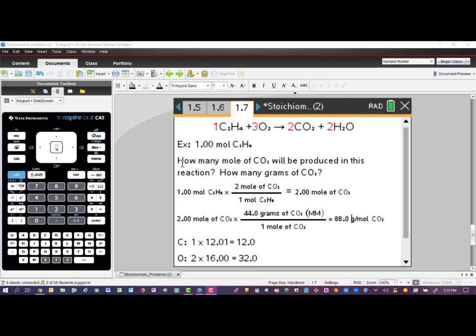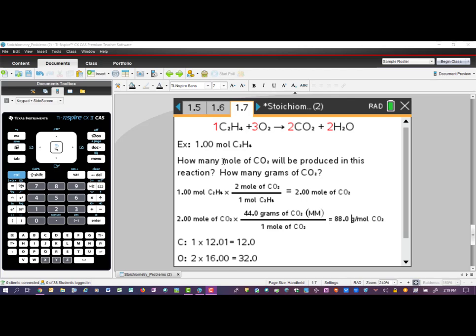All right, so the first step is how many moles of carbon dioxide will be produced in this reaction. So I'm going from moles of something on this side to moles of something on this side, which means a mole to mole ratio. Remember I said if you go from moles of one side to moles of the other, it has to be through that mole to mole ratio. So I start out with the 1 mole of ethene, which was right here. I need to get rid of the moles of ethene, so I'm going to put that in the denominator.